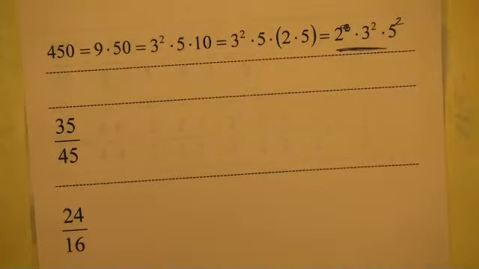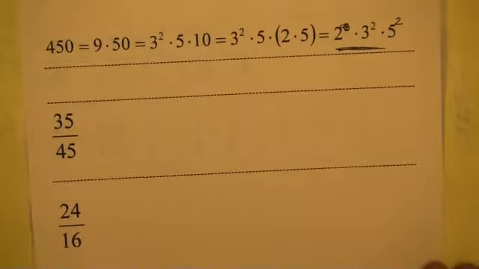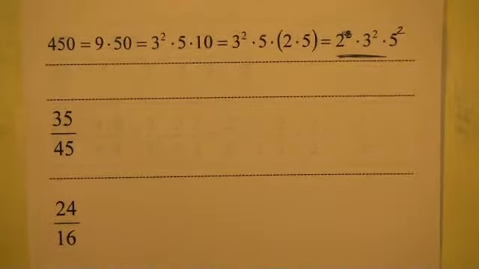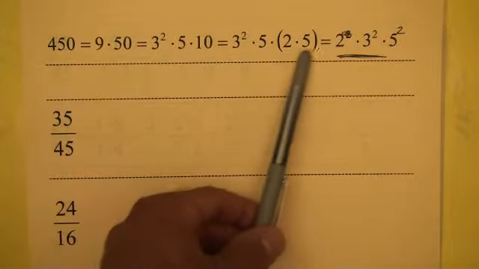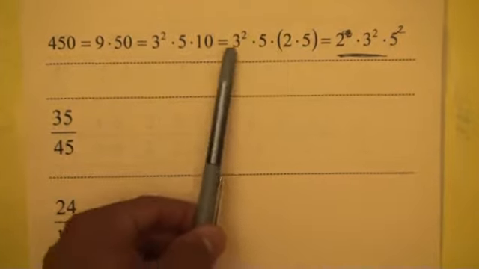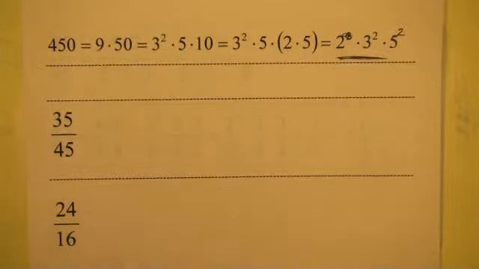Here's another way to have done the 450. We could have started off with 9 times 50 rather than 10 times 45. And we then break the 9 down into 3 squared. Of course, 50 is 5 times 10. Break the 10 down to 2 times 5. We have 2 5s, 2 3s, 2 times 3 squared times 5 squared.